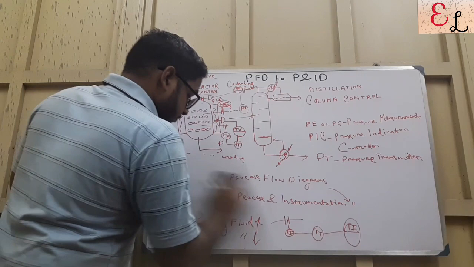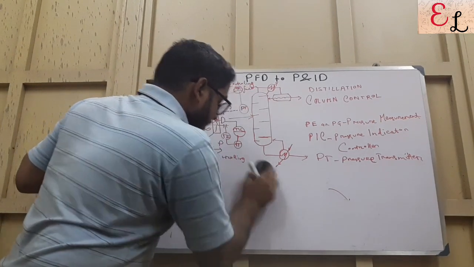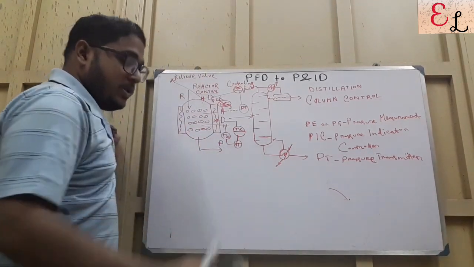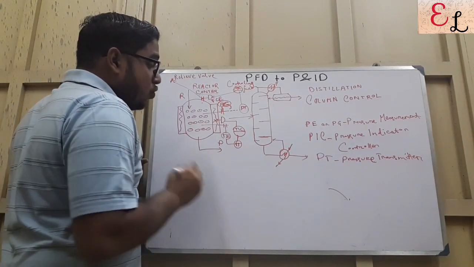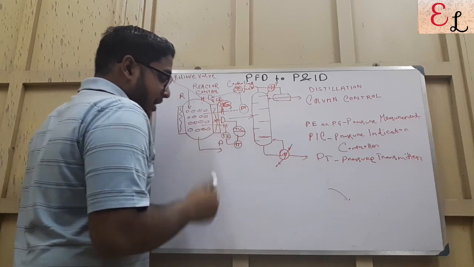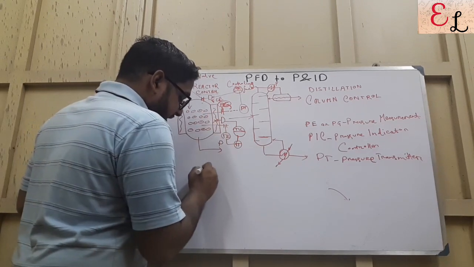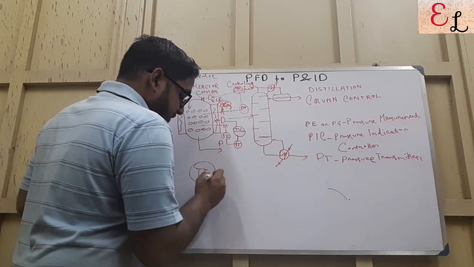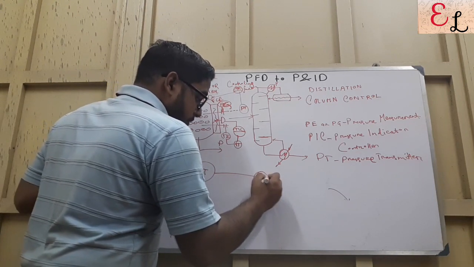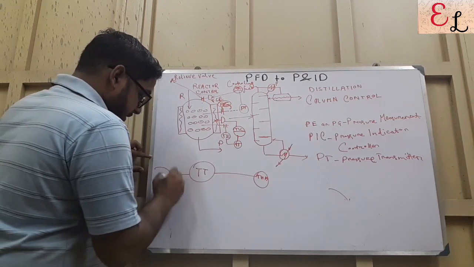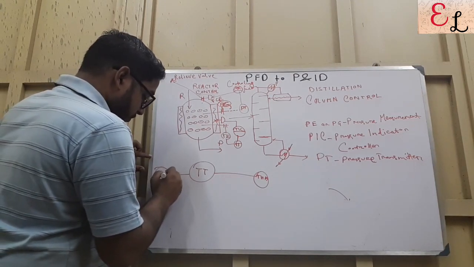Now, talking about alarms. In this system only, we can have basically two alarms raised from the TT itself, that is the temperature transmitter itself. One is temperature high alarm, another is temperature low alarm.